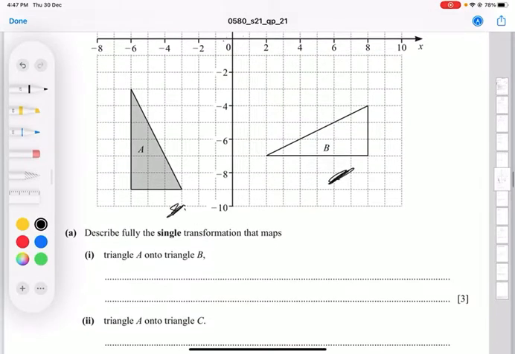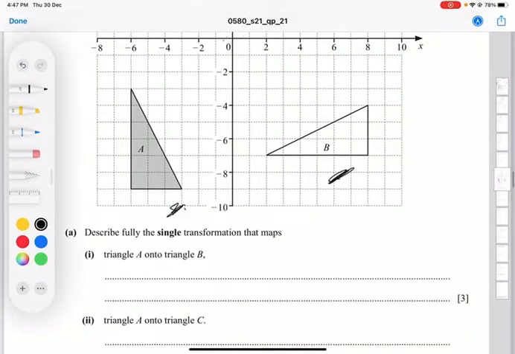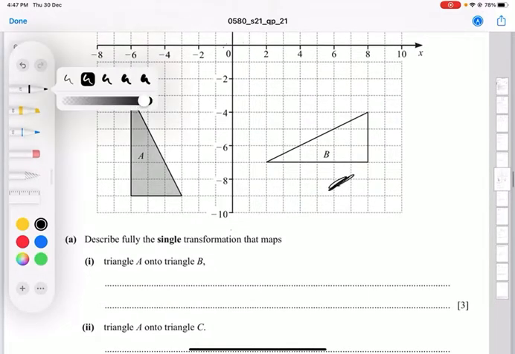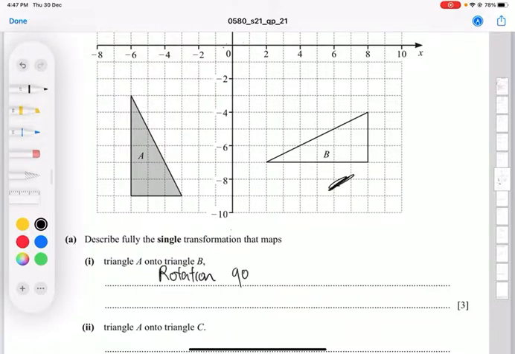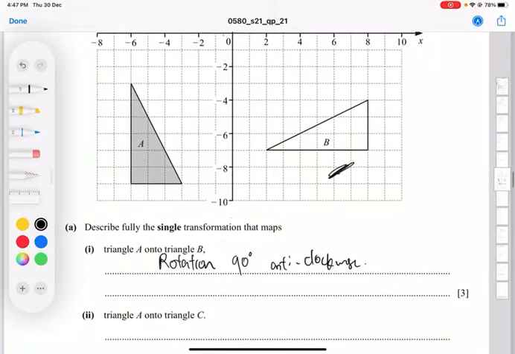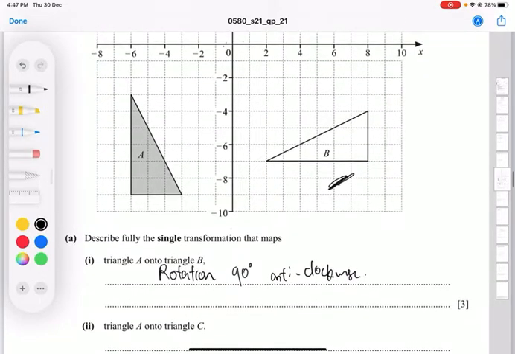In looking at this, you could clearly tell that it is a form of rotation. When you rotate your shape about 90 degrees, it actually takes the form of triangle B, right? And so A1 is a form of rotation, 90 degrees anti-clockwise, or counterclockwise, whatever you want to call it. And then that's your answer for that, but you also need to specify a center of rotation.